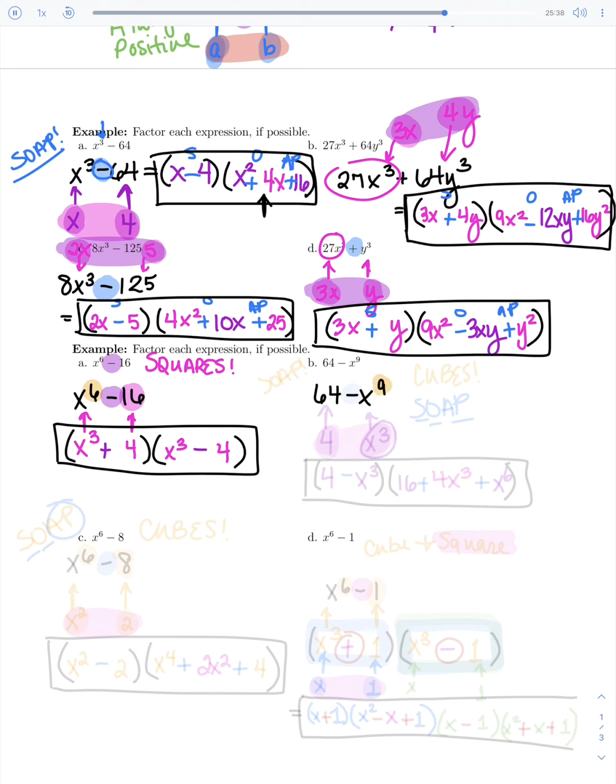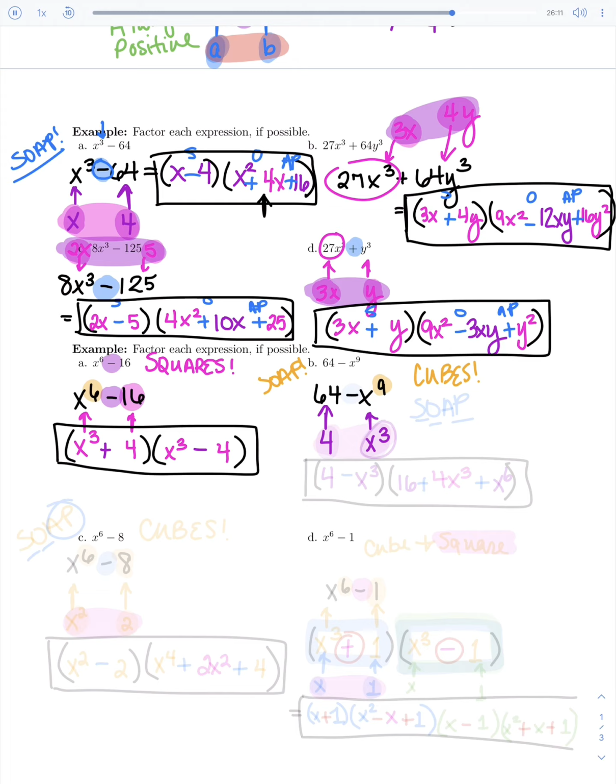What helps is the x to the 9th. Its exponent is only divisible by 3, so this has to be cubes, which means I'm going to be using SOAP again, like we were just doing above. So then I have to say, well, what's cubed in each piece? What do I have to cube, or use 3 of, to get 64? That's a 4. What do I have to cube, or need 3 of, to get x to the 9th? That's 3 x to the 3rds, which will give me a total of 9 x's.